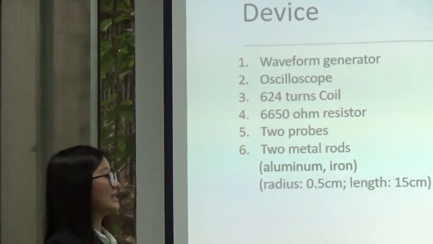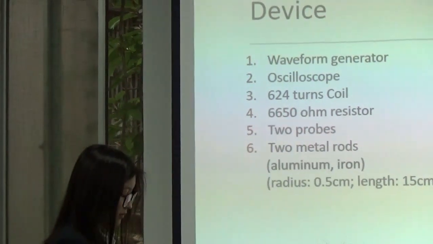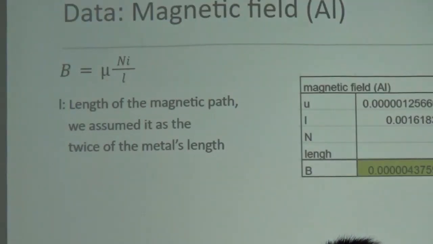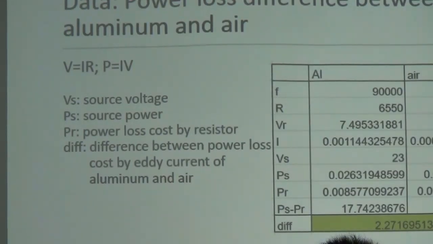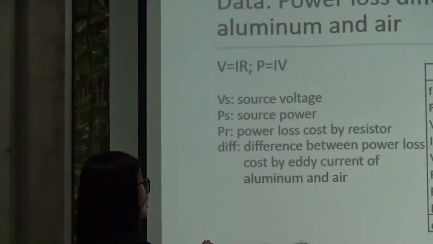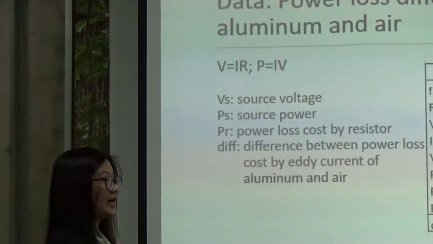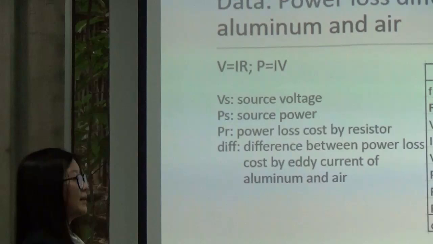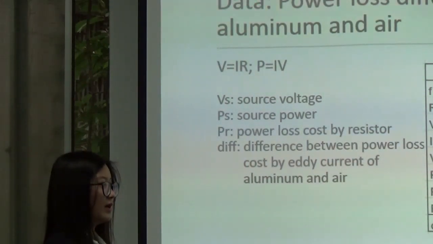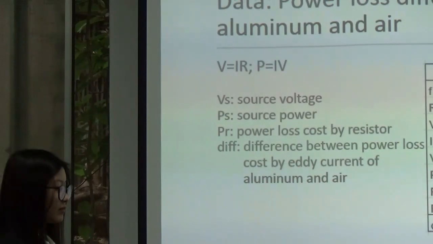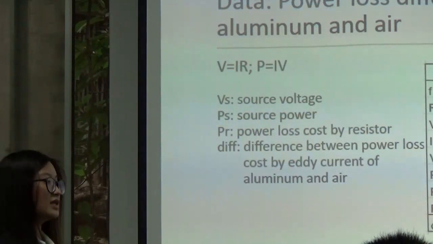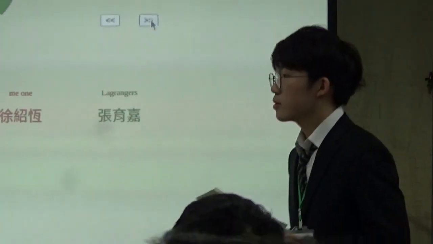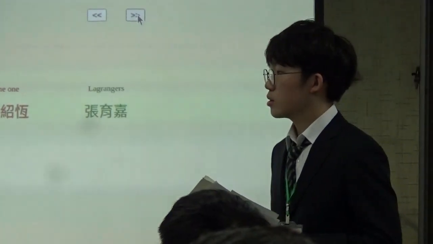But the thing that I want to mention is that the VR right here is not what we just get from the oscilloscope. We divided it by the square root of 2 because we want to get the effective voltage. Because it's an AC source, we divided it by the square root of 2.